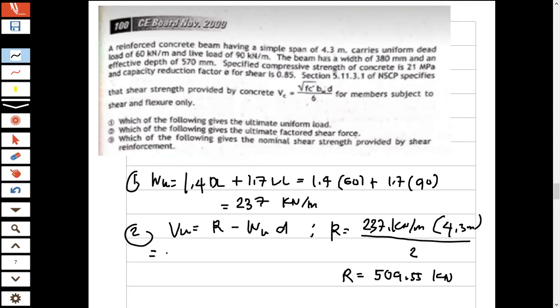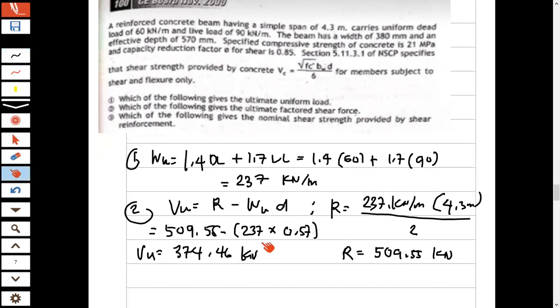So therefore, we can compute VU. Okay? 509.55 minus WU na 237 times effective depth na 0.570. Okay? So you have shear force, critical shear force or factored shear force is equal to 374.46 kilonewton.